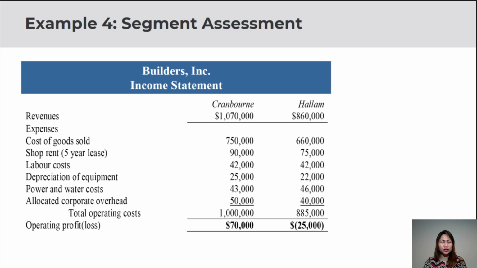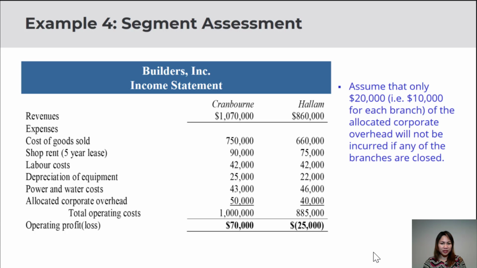The last line for the expenses, you have allocated corporate overhead. Additional information related to this one: assume that only $20,000, i.e. $10,000 for each branch, of the allocated corporate overhead will not be incurred if any of the branches are closed. So for Cranbourne, allocated corporate overhead is $50,000. For Hallam, it is $40,000. So in total, allocated corporate overhead is $90,000.